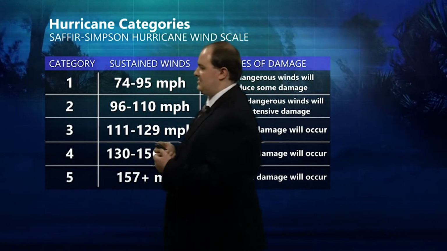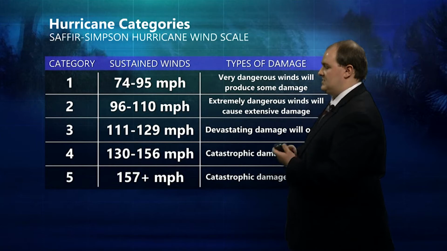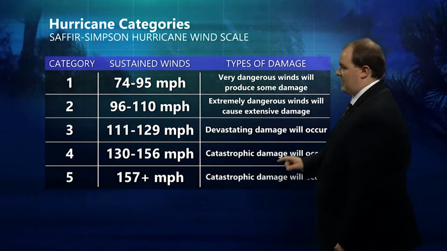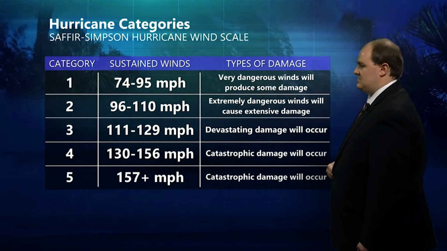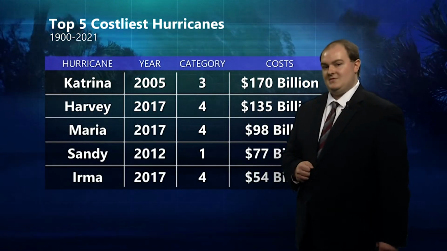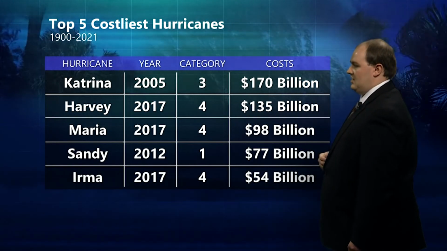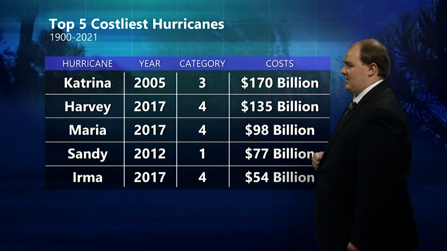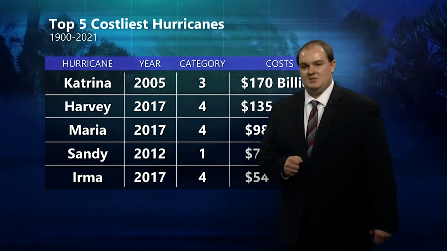So just a little look at the Saffir-Simpson scale from 1 to 5. Again, even a Cat 1 is still potentially dangerous, and 4 to 5 is when we start to see more catastrophic damage associated with these systems. And some of the costliest hurricanes in history was Katrina in 2005, mainly from the storm surge and the flooding that it impacted. Again, 2017 was a fairly active year, with Harvey and Maria and Irma, all of them Category 4 storms. So something to keep in mind.